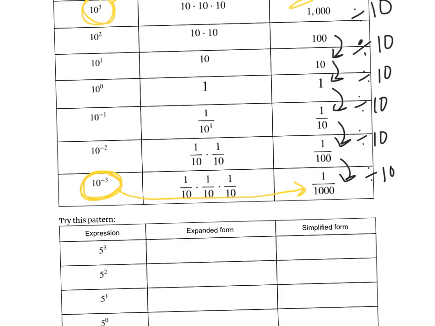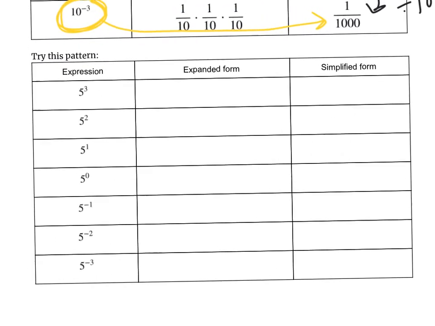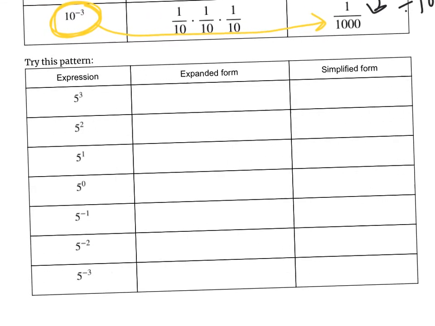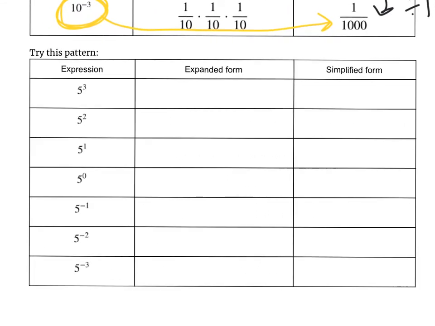So let's try another one with a base of 5. And we'll go through the same pattern. So 5 to the third power, if we expand it, that means 5 times 5 times 5. The simplified form, or evaluating it, 5 times 5 is 25, and 25 times 5 would equal 125.